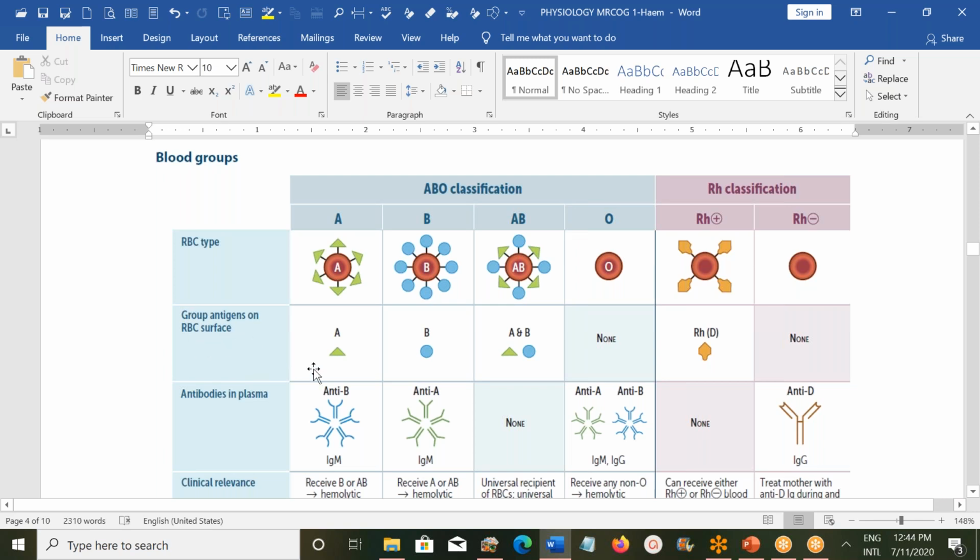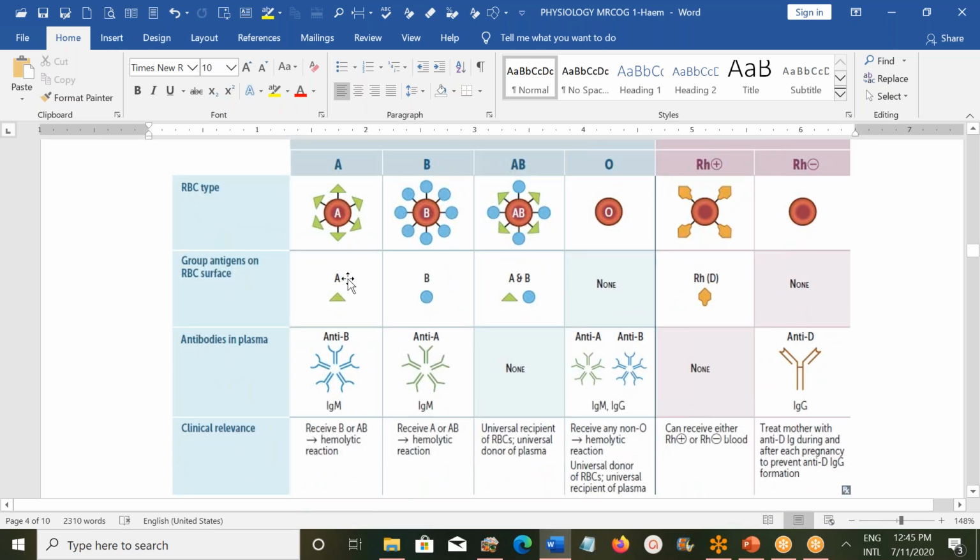The antigens on the surface: in group A, the antigen is A, that's why it is called group A. Group B has the B antigens. AB has both types, so AB antigens. O has no antigens, nothing is there. What type of antibodies will they have in their plasma? Since A antigen is present, they will not develop antibodies against A, so they will have antibodies against group B. Group O has no antigen, but it will have antibodies.